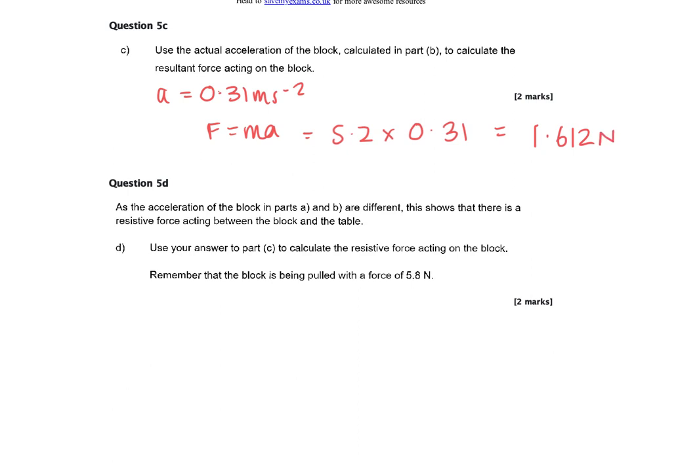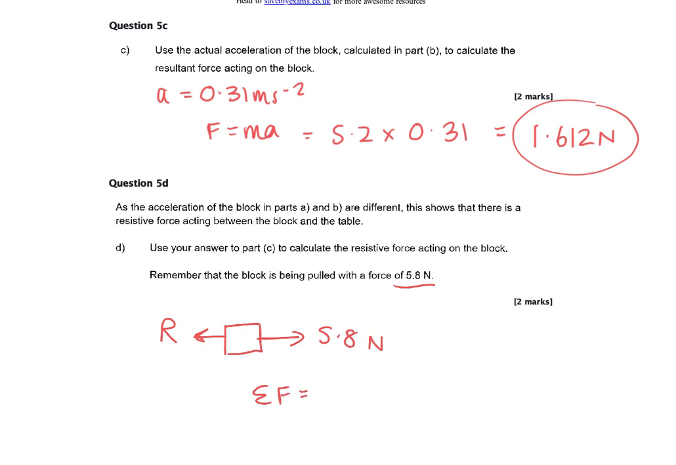Then as we move on to question 5d, it says the acceleration is different. That's because there is a resistive force, a friction, a drag, air resistance, something like that acting between the block and the table. Work out the resistive force. Remember that the block is being pulled by a force of 5.8 newtons. So if we draw our block, we know that there is 5.8 newtons going this way, presuming that's the way it's moving. We don't know our backwards force, that's our resistive force, I'll label that R. And we know that our overall force, we worked out last time, is 1.62 newtons.